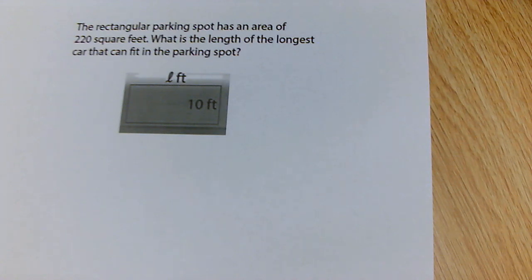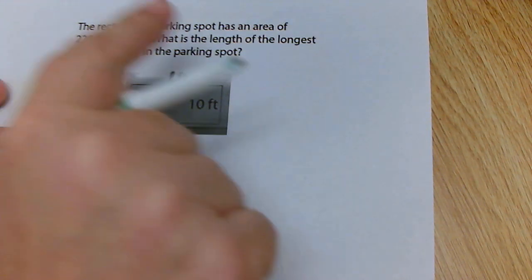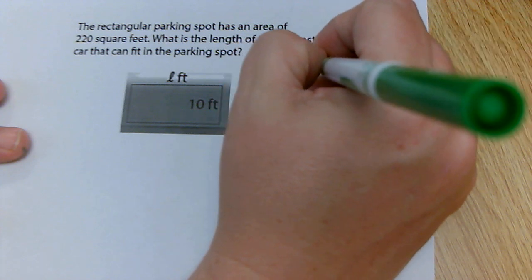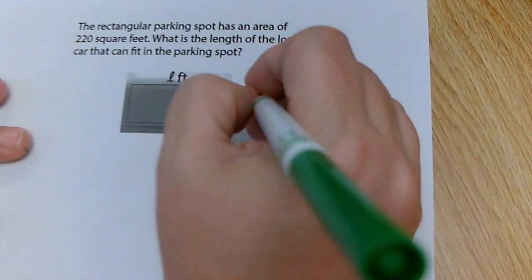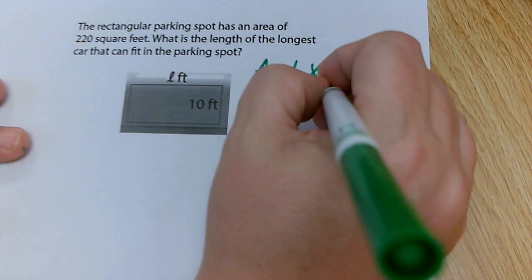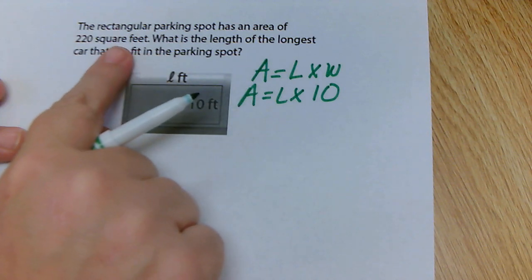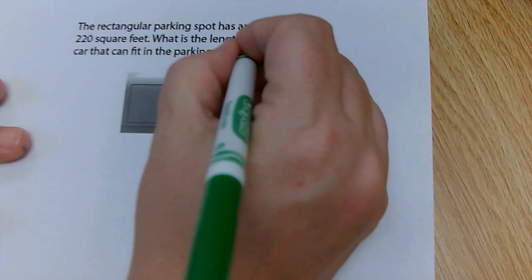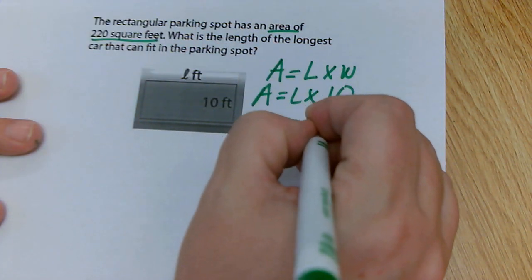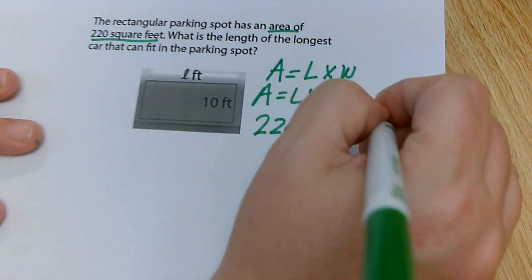Okay, so first we have to write our formula. We know the area is length times width. We know what the width is, which is going to be 10, so we're putting 10 in. We also know the area, it says area is 220. So we're going to say 220 is equal to some number we don't know yet, times 10.